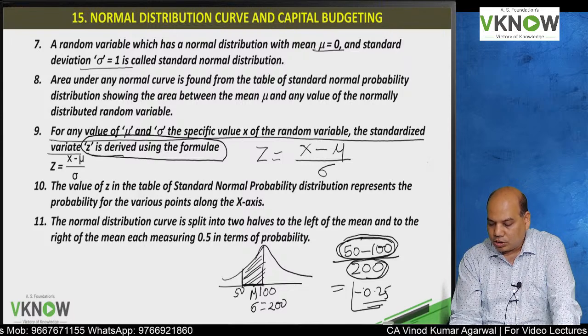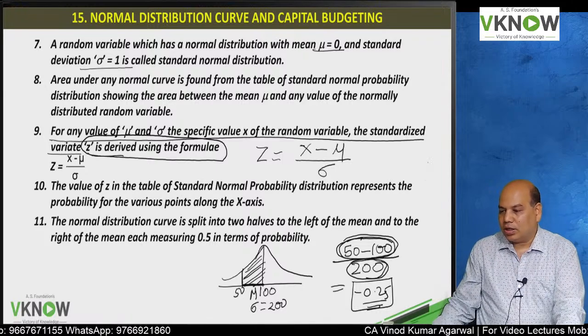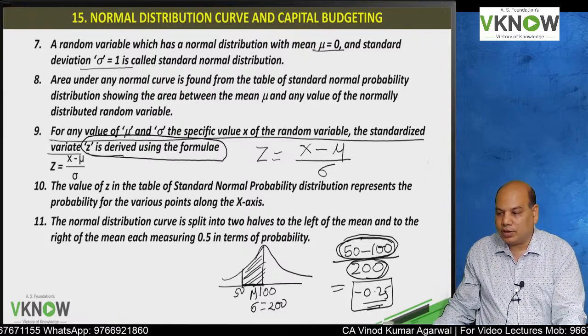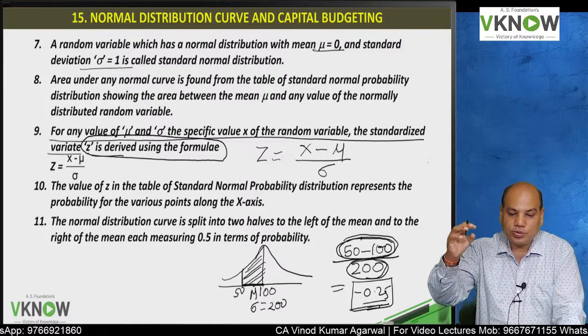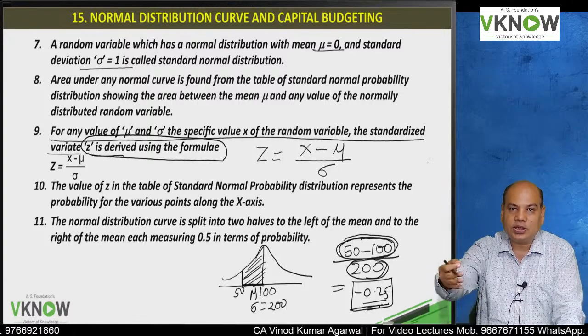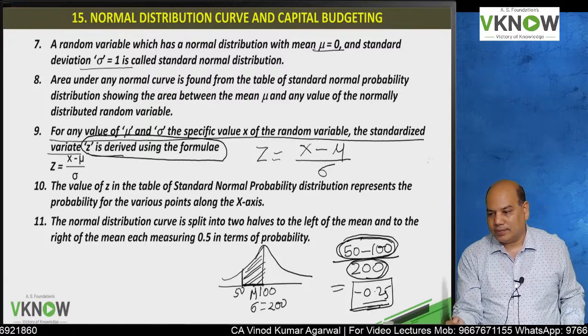So I will go to the normal distribution table and find the value of 0.25. That will give me probability. 0.25 is not the probability. You will use 0.25 to search in the normal distribution table.